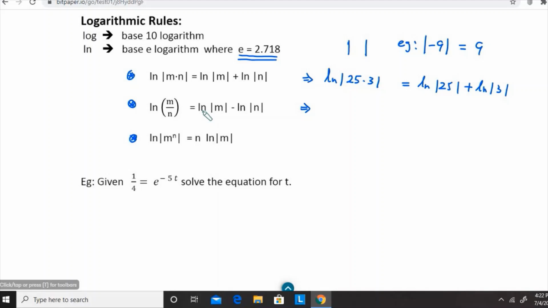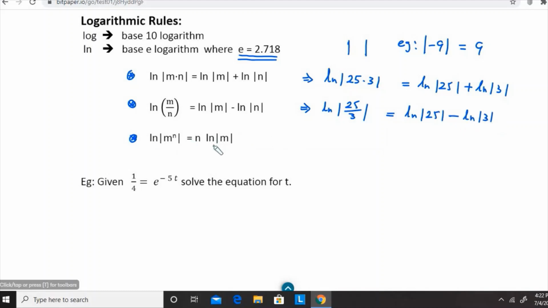So next is the ratio rule. If you take the logarithm of a ratio, that's equal to the difference of the separate logarithms. So again, 25 over 3, if you see something like this, you can represent it as ln 25 minus ln 3.